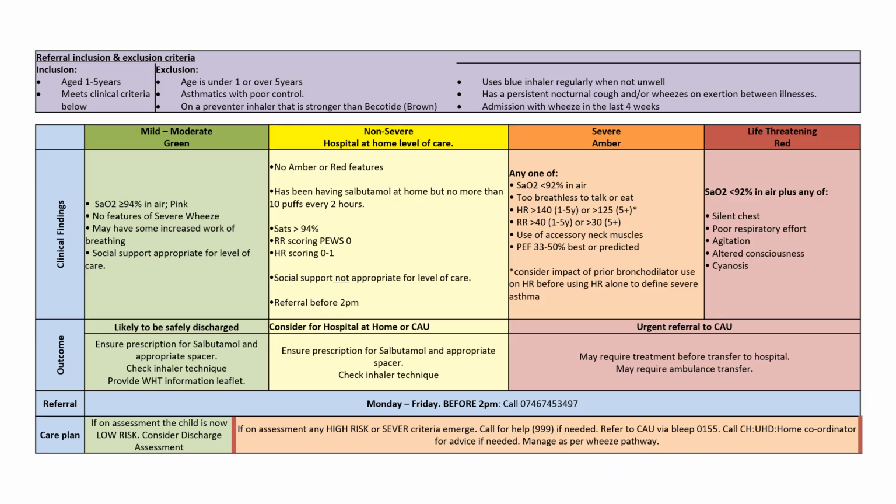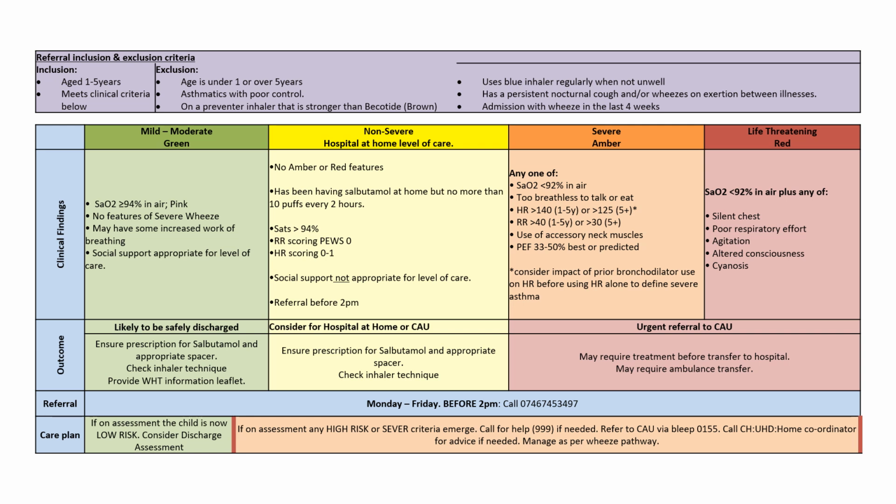This is our primary care wheeze pathway. Again, just to review the inclusion and exclusion criteria, we are after children under 5 who meet the clinical criteria below. The reason that we don't want the under 1s or the over 5s is that they probably don't have wheeze. They either have asthma or bronchiolitis. We are trying to avoid the asthmatics with poor control, and any wheezers who are on more than a Becotide inhaler are in a too high risk group to manage at hospital at home currently.